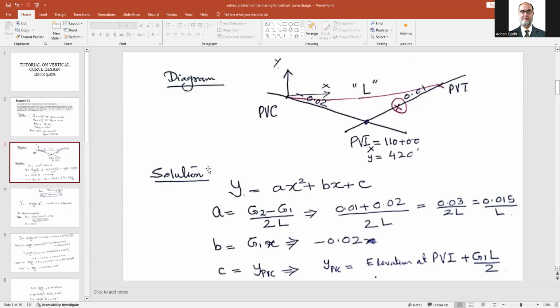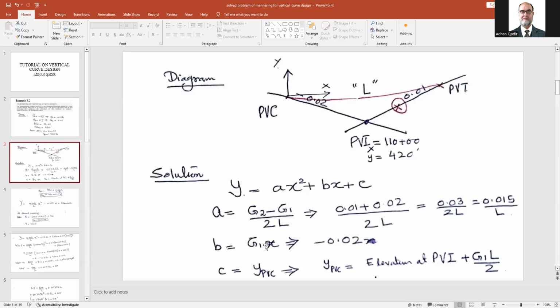First we have a general form of an equation in which the elevation at any point along the curve is given by this parabolic equation, y equals ax squared plus bx plus c. And a is simply the difference of the grades divided by 2 times the length of the curve. Plugging in the given data, the value of coefficient A is 0.015 over L.